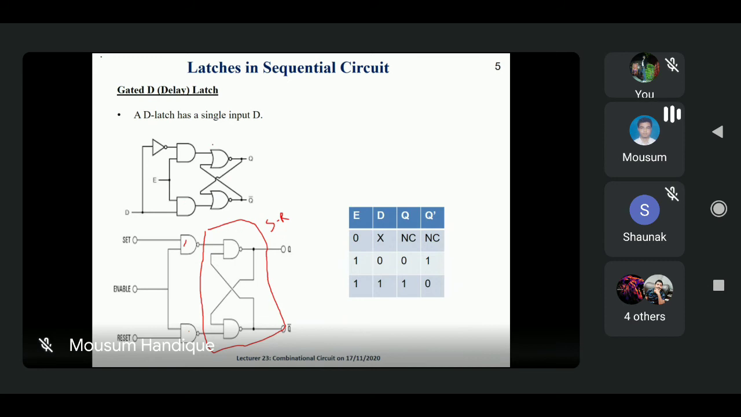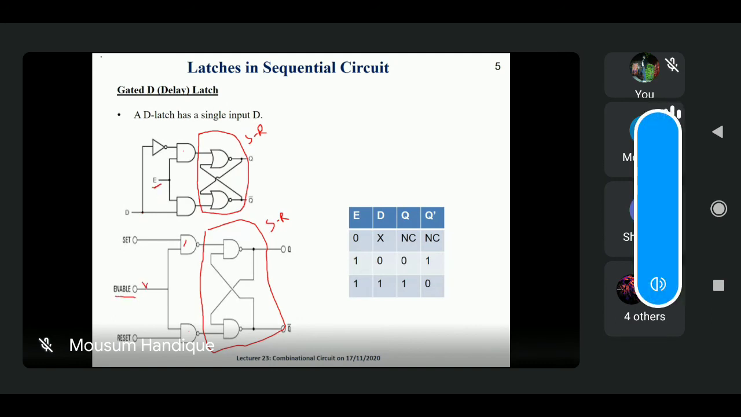But when we are talking about the NOR gates, at that time what happened? This particular part is called an SR latch with NOR gates. And when we are going to design the D latch, externally we are using two inputs and one inverter from D. And this one is the enable input, or you can say this one is the E.